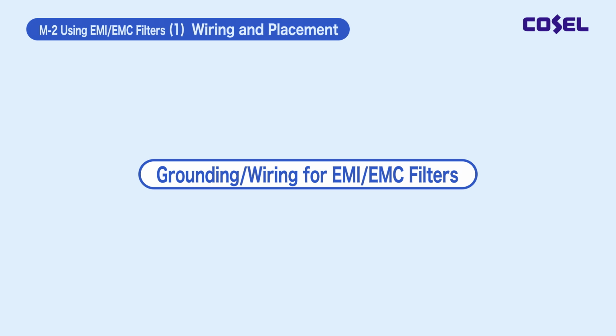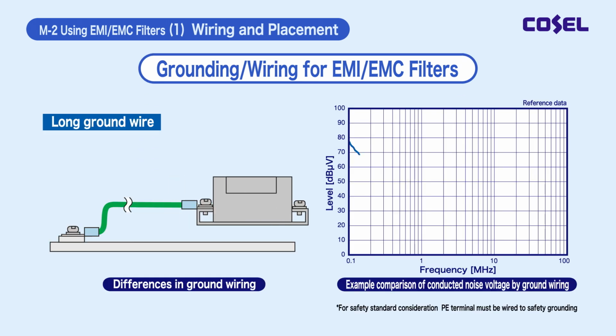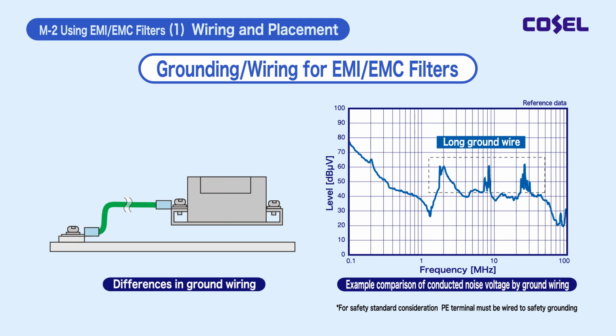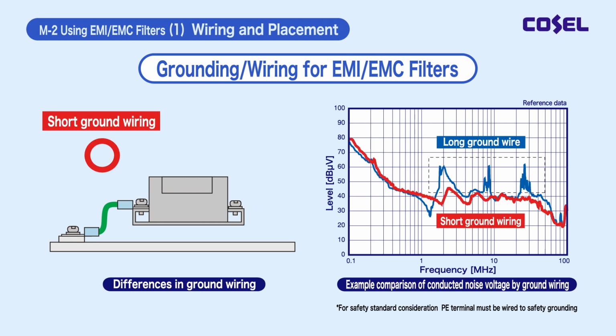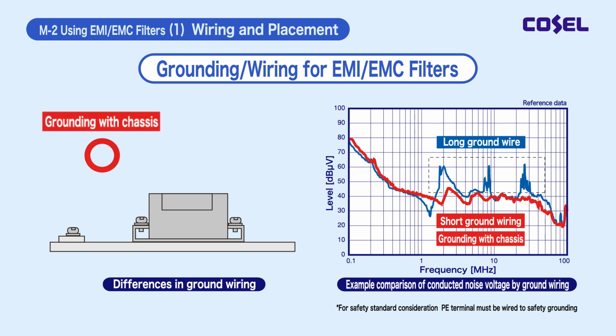In this section, I will describe the grounding wiring of the EMI/EMC filter. If the ground wire is long or thin, the inductance component of the wiring may affect the expected attenuation properties over a wide area, so it is better to wire the ground wire of the EMI/EMC filter as thick and short as possible. Connecting the metal chassis of the EMI/EMC filter directly to your chassis will have the same effect as if the ground wiring was thicker and shorter.